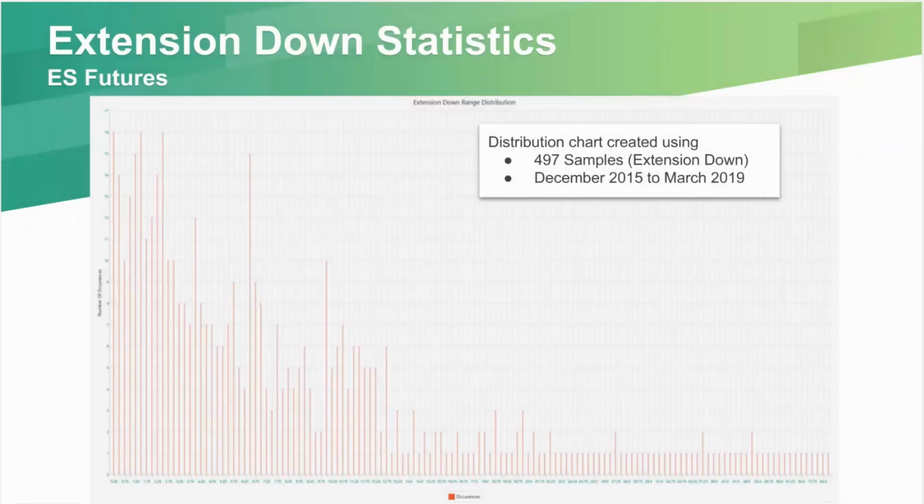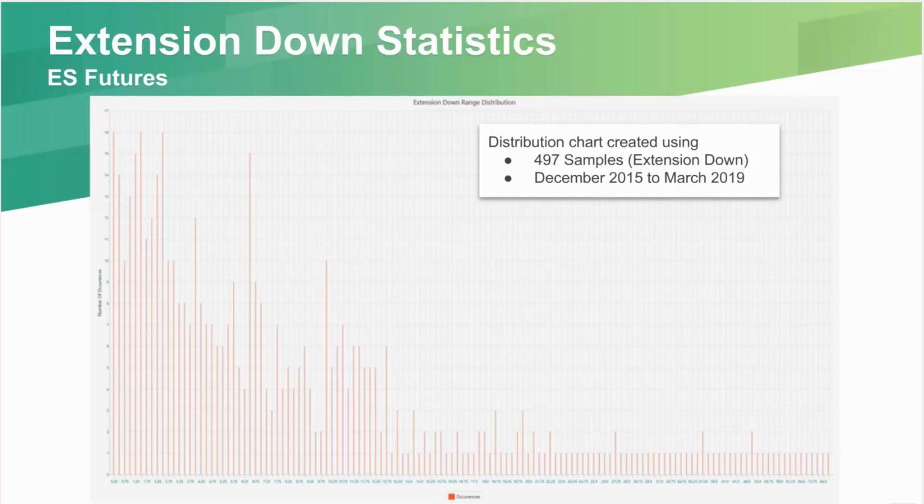So I mentioned these extension down statistics. So this is a type of chart that is in the reports that I have on the website. They're there for several ranges, let's say. So they exist for the initial balance range, for daily ranges, for extension down, extension up.